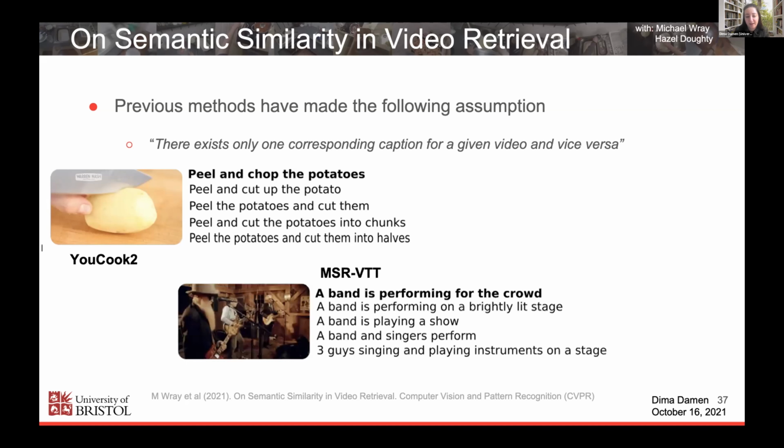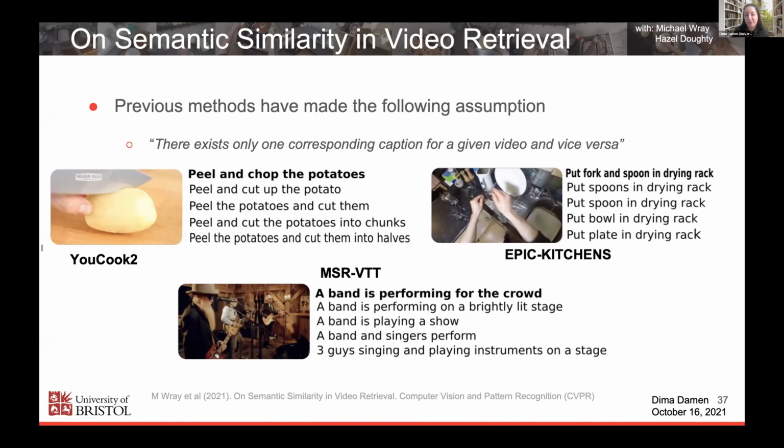Similarly, in MSR-VTT, you'll see that for this video on the left, the actual correct ground truth is "a band is performing for the crowd." I think the last one is much better, "3 guys singing and playing instruments on a stage," because I can't see the crowd in the whole clip. And Epic Kitchens, if we had used it as a standard retrieval dataset, would have the same problem, because we have lots and lots of descriptions of exactly the same action, putting spoons in drying racks or bowls or plates or forks, and one of them is considered correct and the others are considered false.